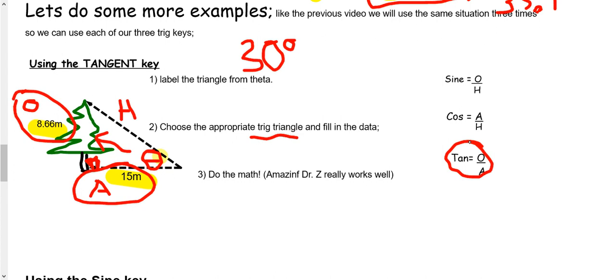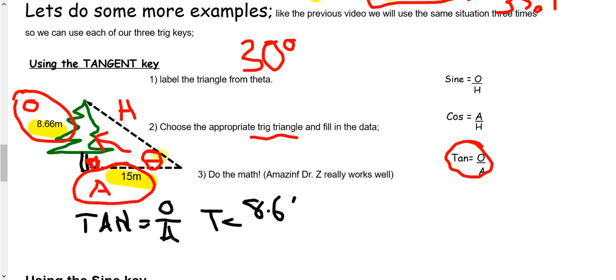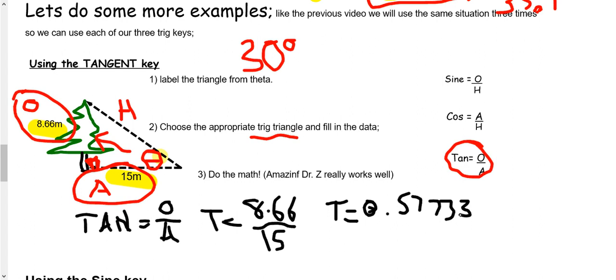Okay, so what I'm going to do now is the math. So I'm just going to go tan θ is equal to opposite over adjacent. So tan θ is equal to 8.66 divided by 15. So in my calculator, I'm going to go 8.66 divided by 15, and I'm going to get tan θ is equal to 0.57733.